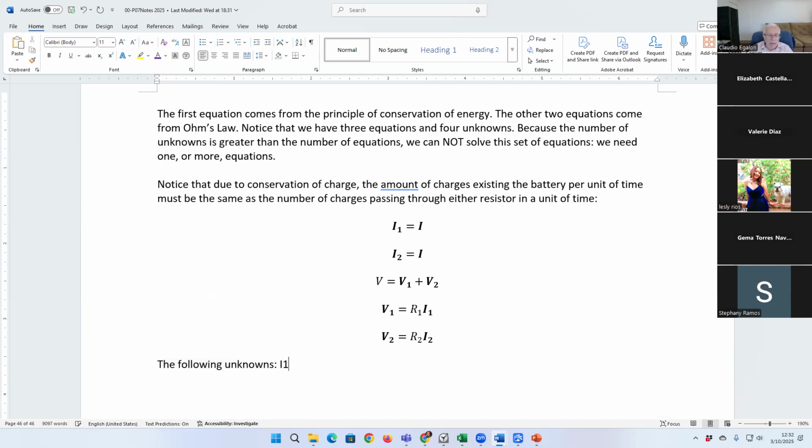Unknowns: I1, I2, V1, V2. Oh, you have I2. I is an unknown as well. Okay. V and R are known because I provided them to you at the beginning of the problem.